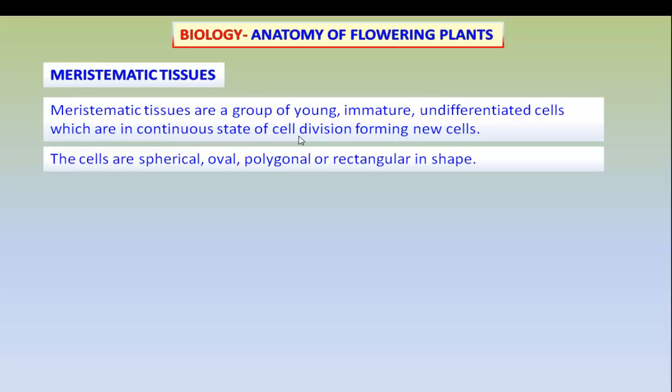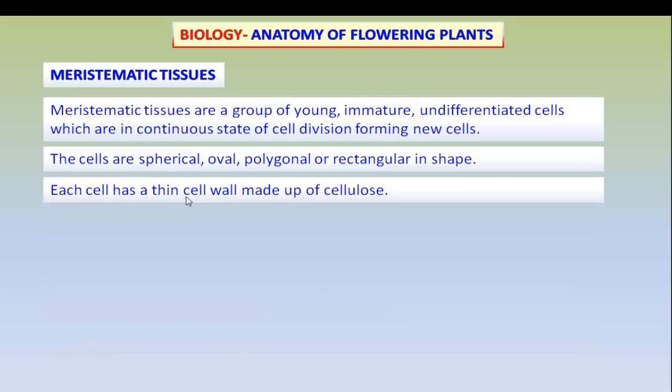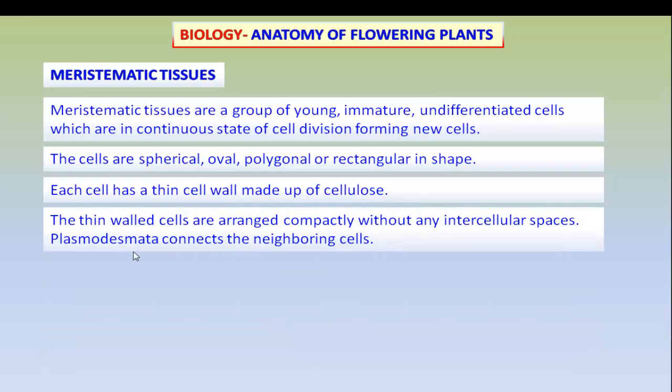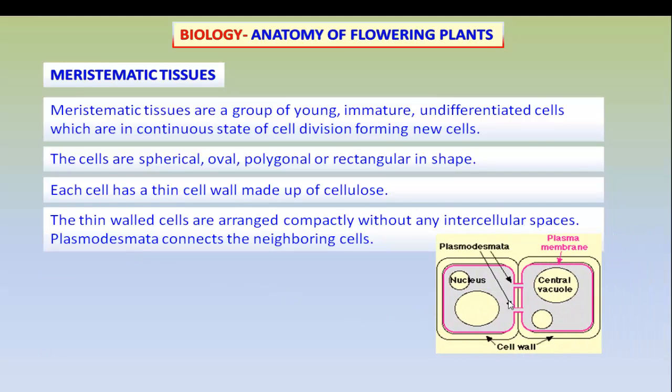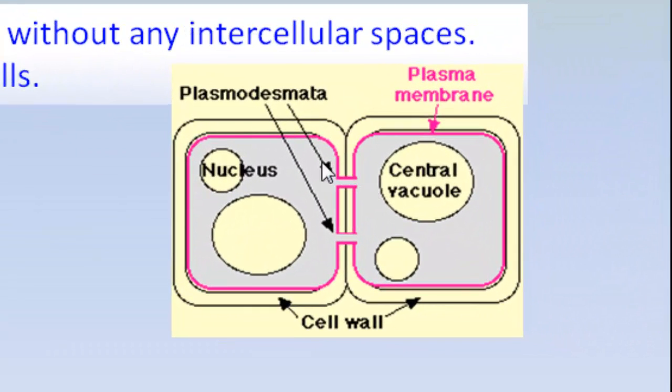The cells have different kinds of shapes. They may be spherical, oval, polygonal, rectangular in shape. The cell wall of these cells are generally thin, built up of only cellulose. They do not exhibit any intercellular spaces between the cells, and they are interconnected by means of small openings, called plasmodesmata, through which the protoplast is under continuous flow from one cell to another.